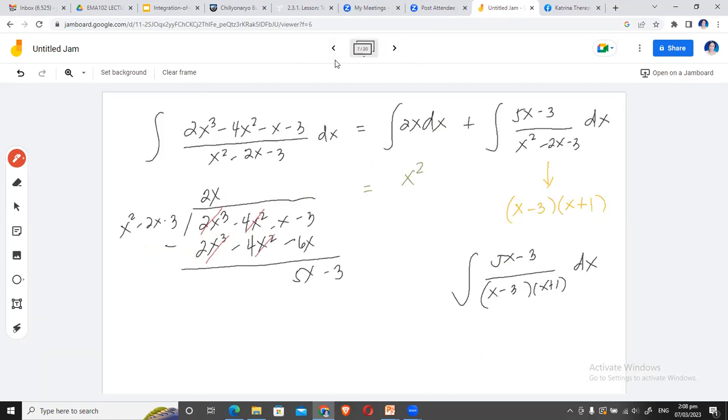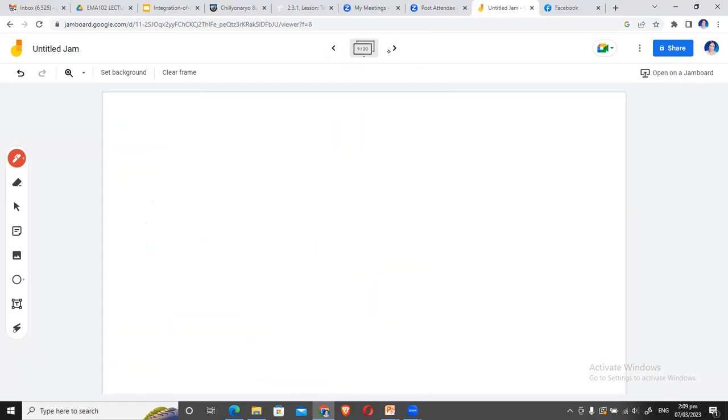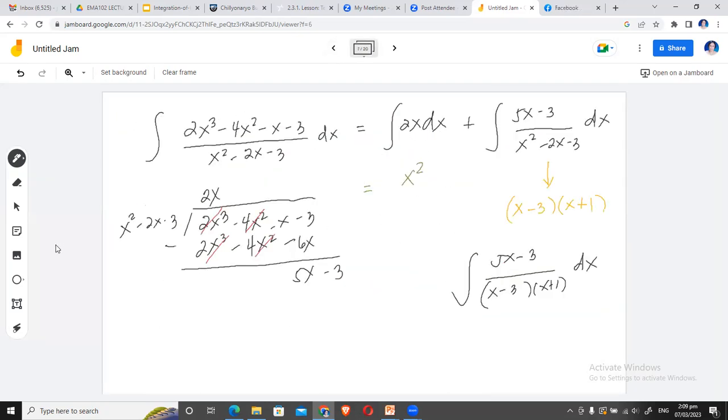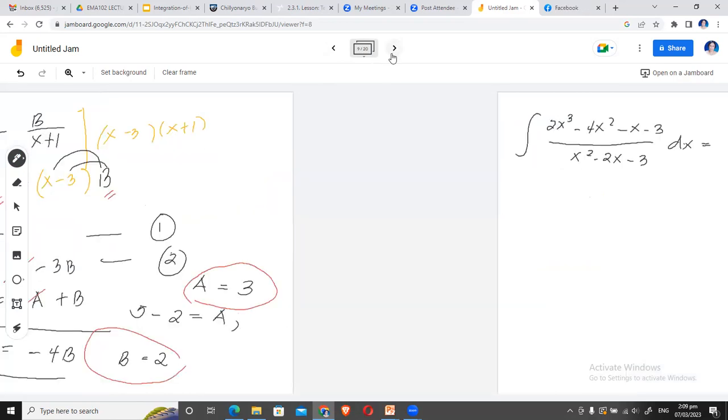if I will copy the original integral, it would be something like this. Let me just check on the picture that I have taken so we'll not go back to it. So I'll have this one. So therefore, the original integral, which is 2x cubed minus 4x squared minus x minus 3 divided by x squared minus 2x minus 3 dx is equal to, in our first integration, we already have this answer, which is 2x. Rather, x squared. So I'll place it here.